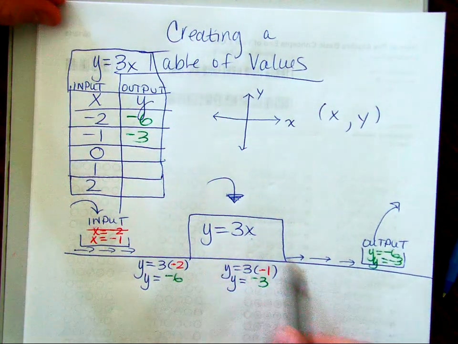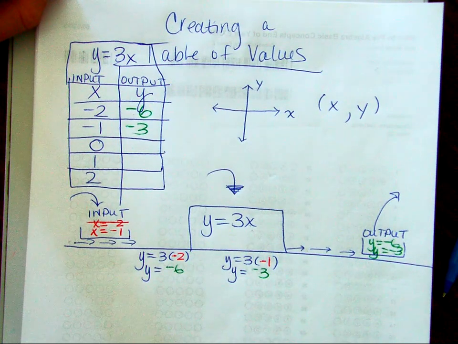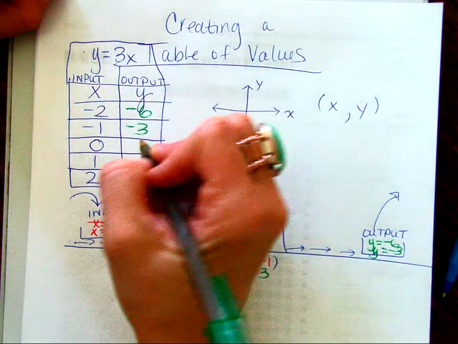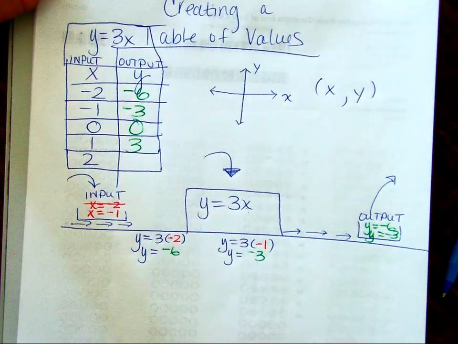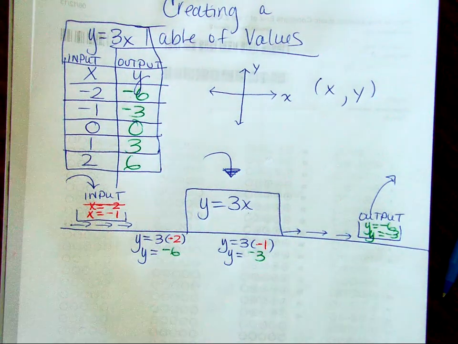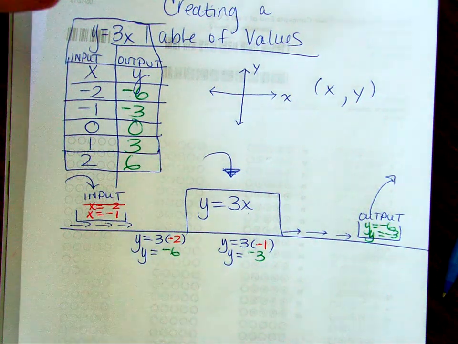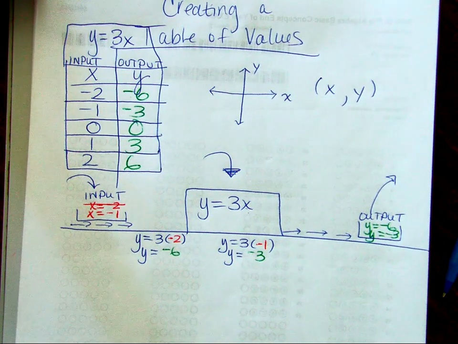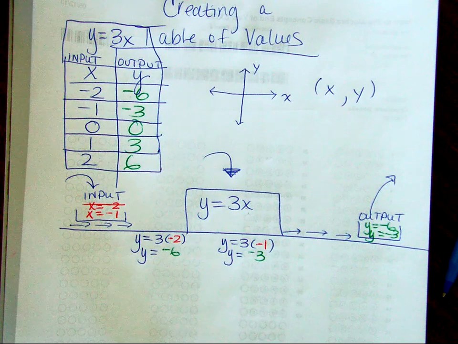So let's take my input, which is 0, multiply by 3. What's 0 times anything? 0. What's 1 times 3? And what's 2 times 3? So there is my input-output table. It's called a table of values in 7th and 8th grade. Input-output is probably the terminology you learned in 6th grade, okay? Does that make sense so far? So when I input these numbers, I output these.